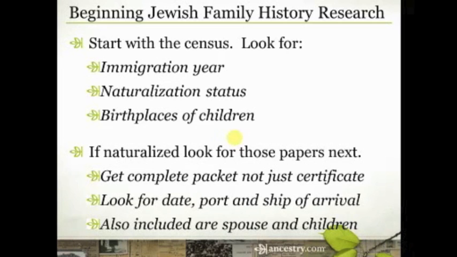Naturalization paperwork, make sure you've got the complete packet. A lot of times I'll talk to people and I'll say, well, what does the naturalization paperwork say? And what they're looking at is just a certificate of naturalization that's been passed down with the paperwork in the family. A packet, your naturalization packet, should include a declaration of intent, a petition for naturalization. Sometimes it will include a certificate that has to do with the name change. Sometimes it will also include a certificate of landing, which means somebody double-checked the passenger list to make sure that they were really listed on it.